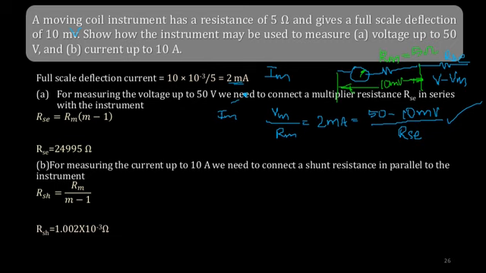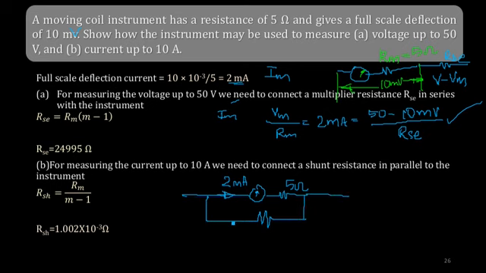Now again, the same instrument may be used to measure current up to 10 amperes. Now the instrument setup, which is 5 ohm, is able to measure 2 milliamperes. Suppose you need to measure 10 amperes. So what you need to do is connect a shunt in parallel to the meter. So here you are trying to measure 10 amperes. So 10 amperes minus 2 milliampere will be flowing through the shunt, and you have to find out the value of Rsh.